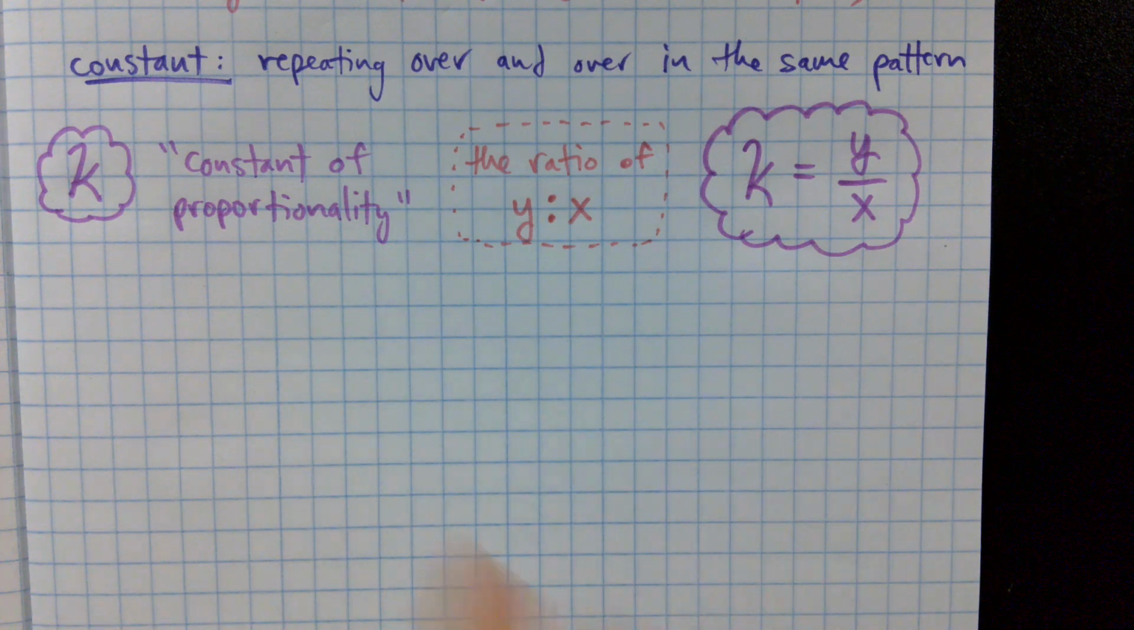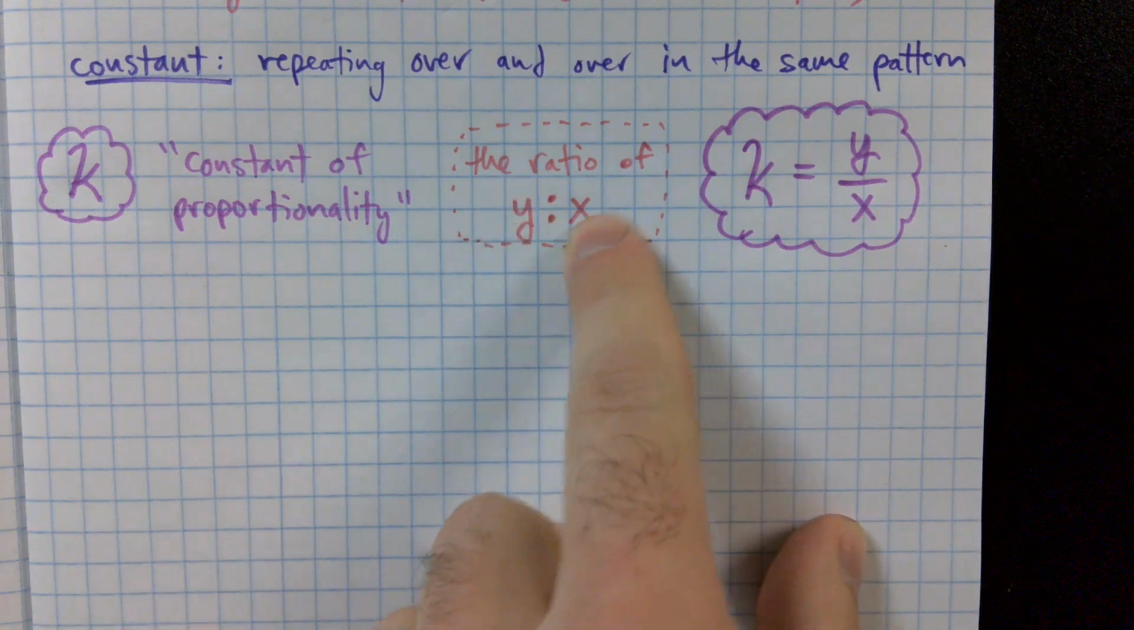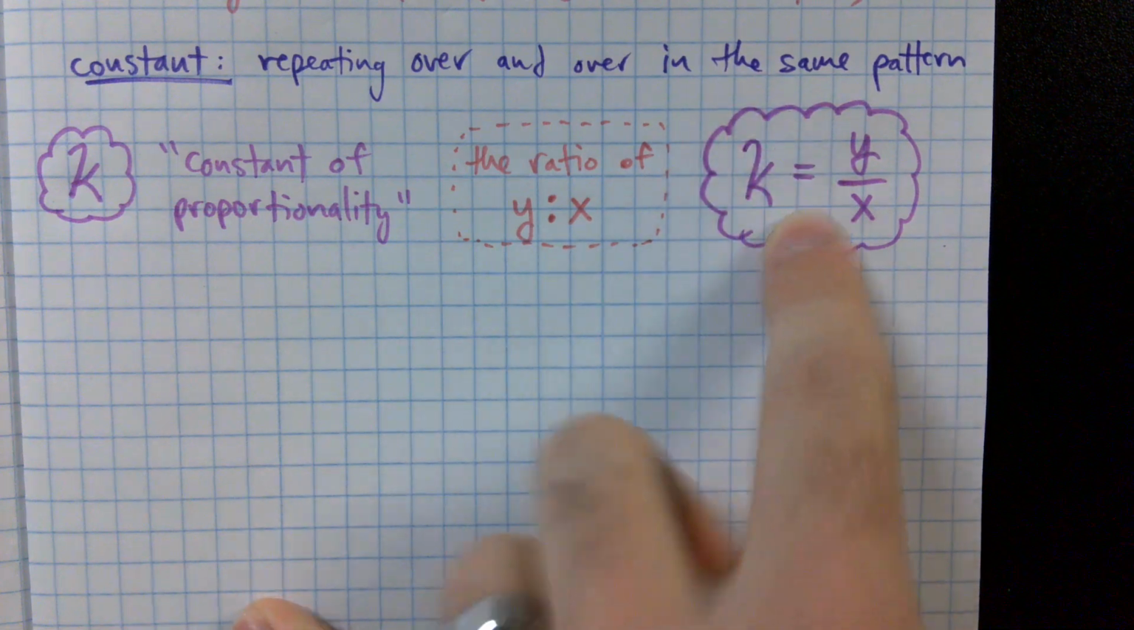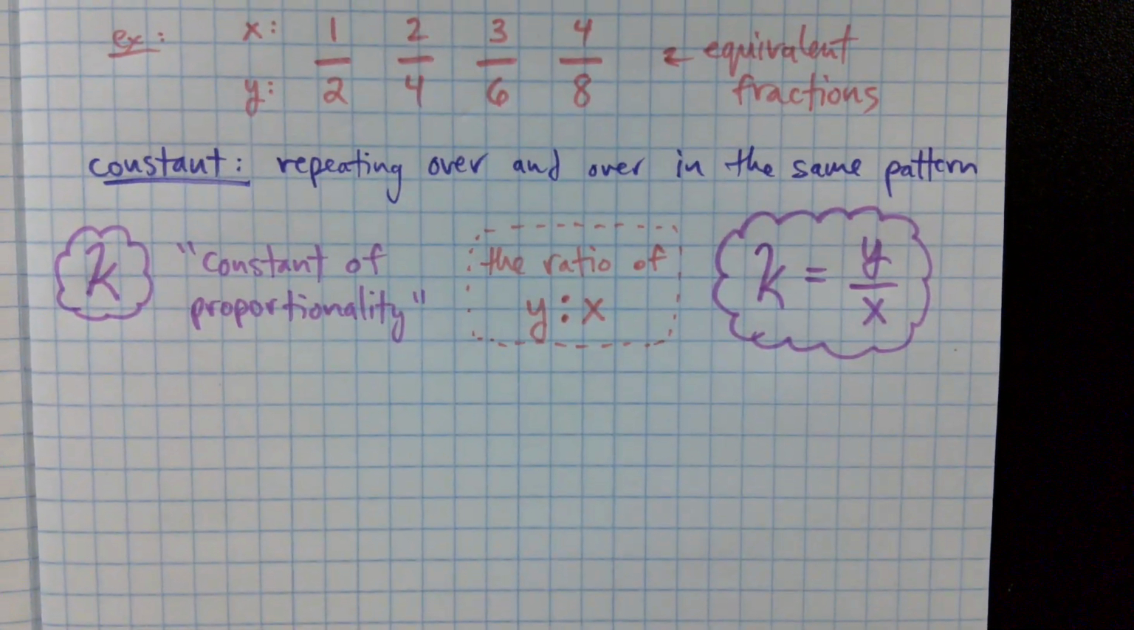It's the ratio of y to x. So my y is going to go on the top. My x is going to go on the bottom. Like we saw up here, if we were going from x to y, it would be 1 to 2. So we have to think of it kind of flipped around. The ratio from y to x is 2 to 1.